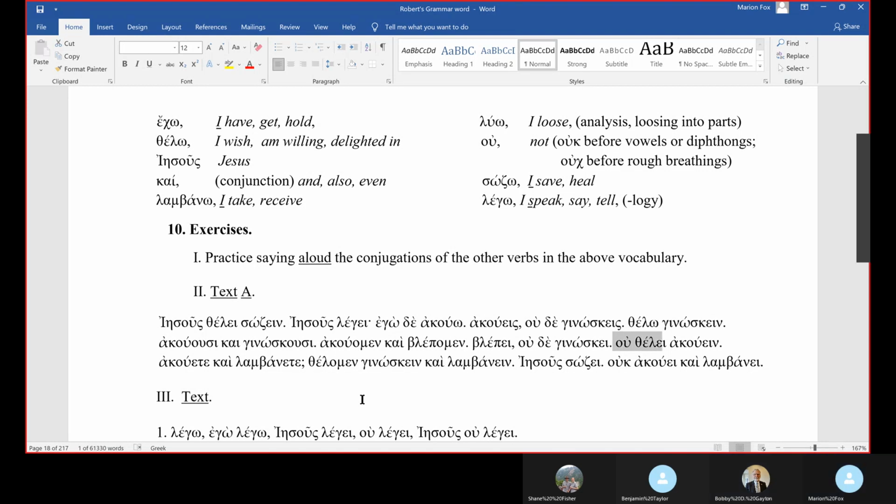Ou thelei akouein. Now, the ou goes before thelei, so it denies thelei. Thelei is from thelo, third person singular. Ou thelei akouein. So what do you have? He does not desire to hear. Some people don't want to listen to the truth. All right?